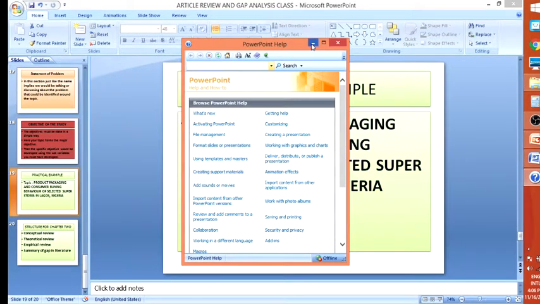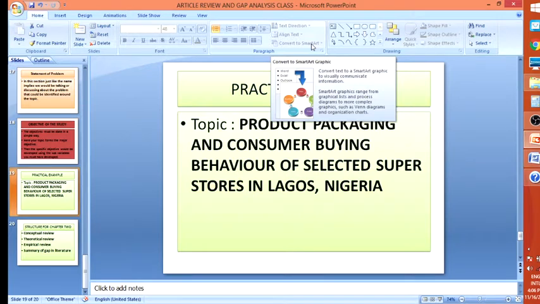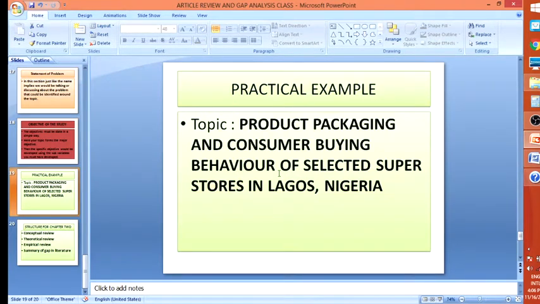All right. This class will be on how to write chapter 2. So basically, I'll be using the same topic which I used to illustrate chapter 1 to make the illustration for chapter 2. So the topic will be product packaging and consumer buying behavior of selected superstores in Lagos, Nigeria. So basically, what we do in our whole chapter 2 is just telling stories of other people's work as pertaining to our own work or in relation to our own work.